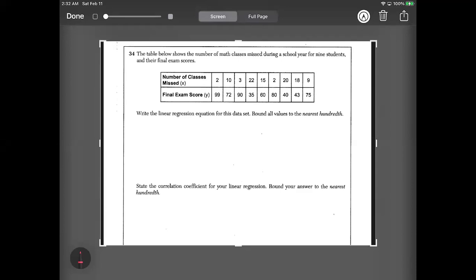All right. So it says the table below shows the number of math classes missed during a school year for 9 students and their final exam scores. Write the linear regression equation for this data set. Round all values to the nearest hundredth. So we got this table of X and Y data, and we're going to create a linear equation because they're telling us they want a linear equation. We don't need to check it for quadratic or exponential.